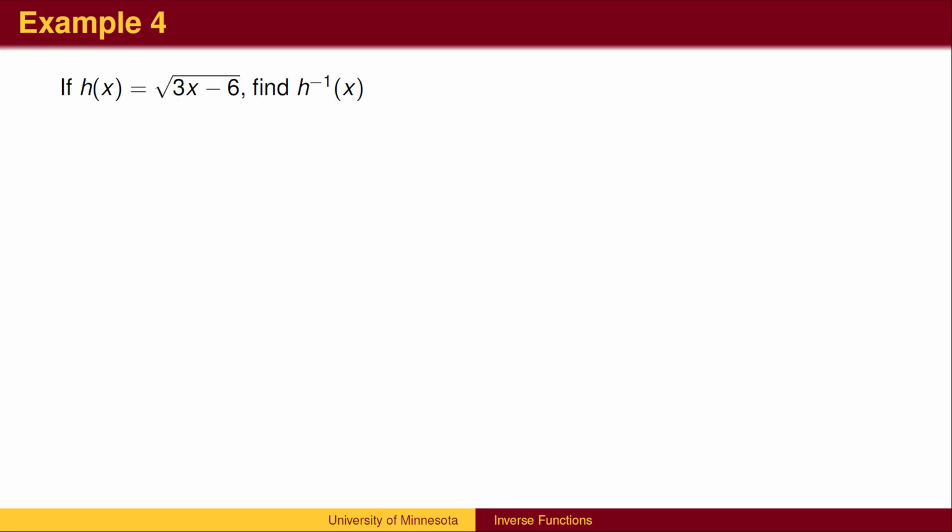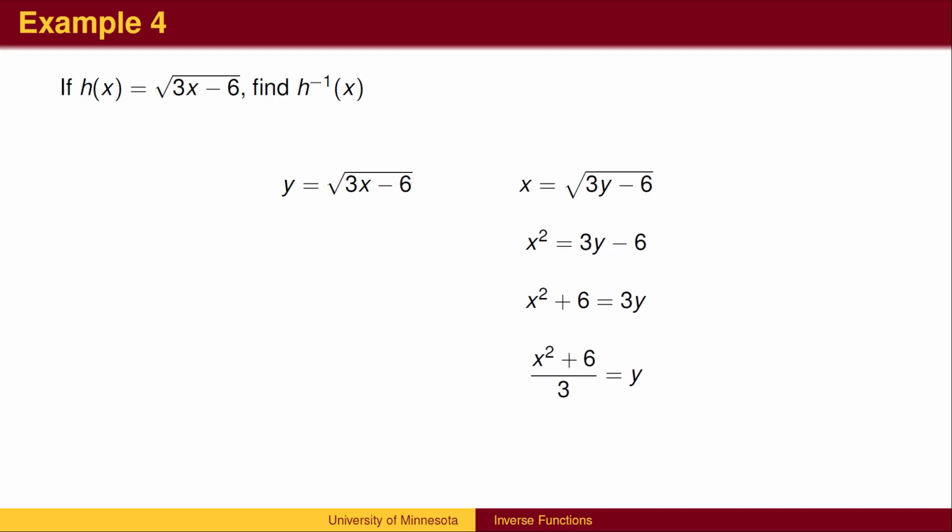Here is a more involved example. We take the input x, multiply by 3, subtract 6, and take the square root. To find the inverse, begin with the equation y equals square root of 3x minus 6. Interchange the roles of x and y and undo the operations to solve for y. First squaring, then adding 6, and finally dividing by 3. The inverse function h inverse of x is x squared plus 6 over 3.